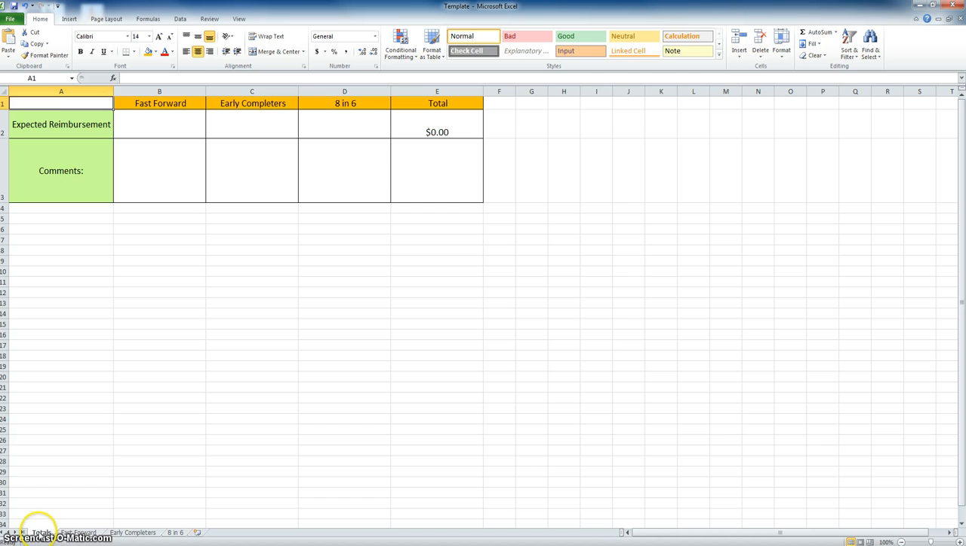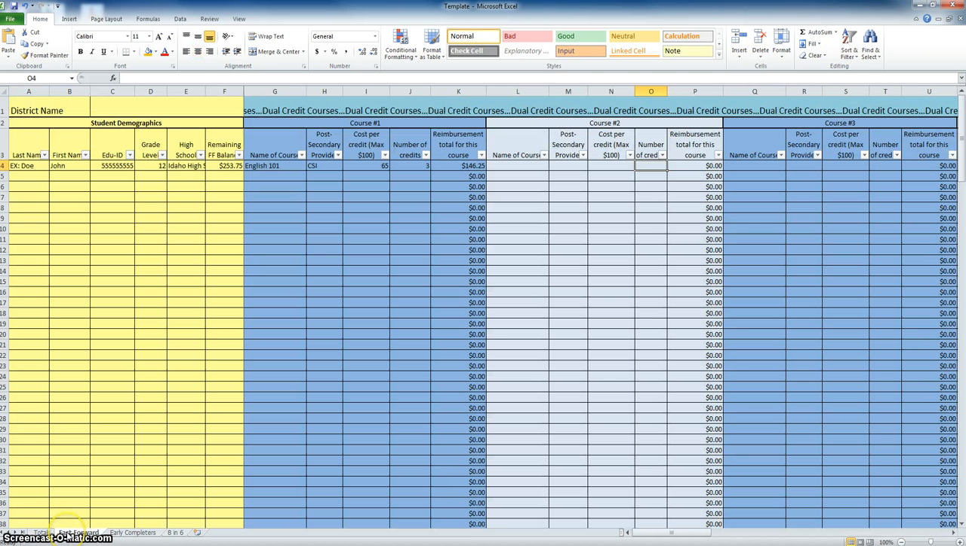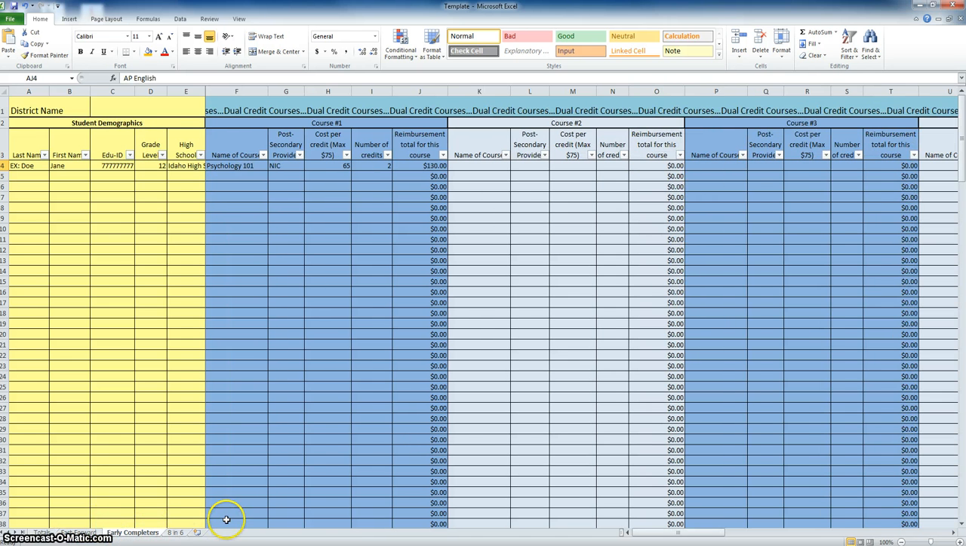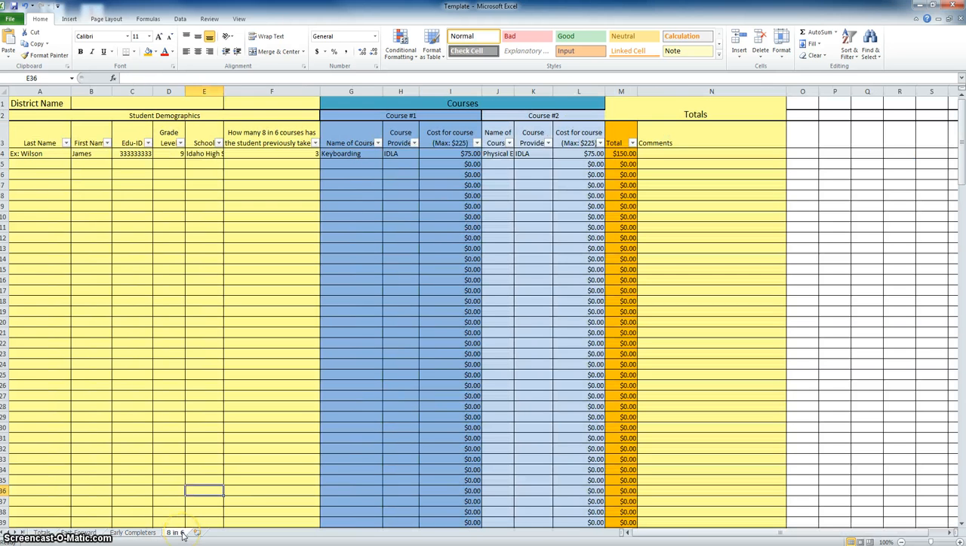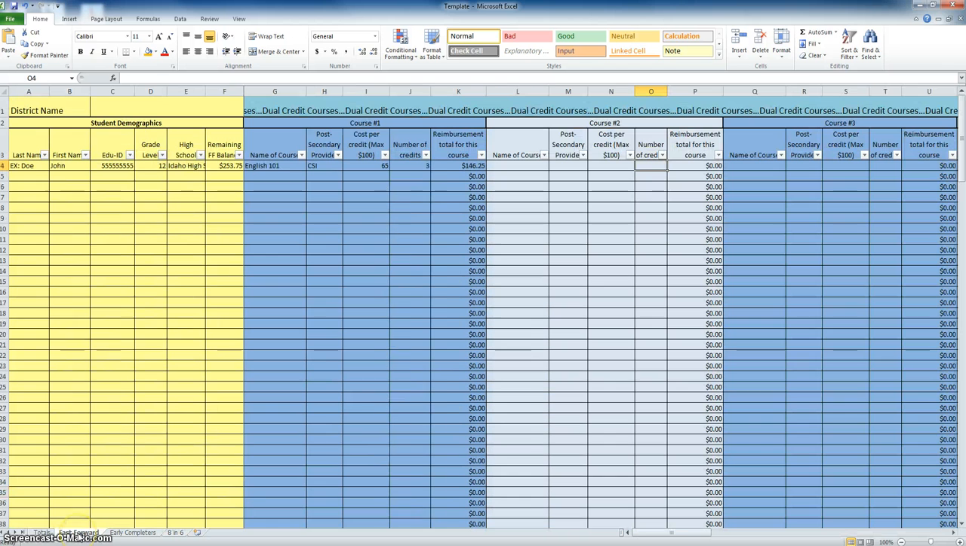The first page outlines the totals. The second page has a place for you to report fast forward activity. The third page is for early completers activity, and the last page is for 8 and 6. So let's take a look at how to use this. We'll go to fast forward first.